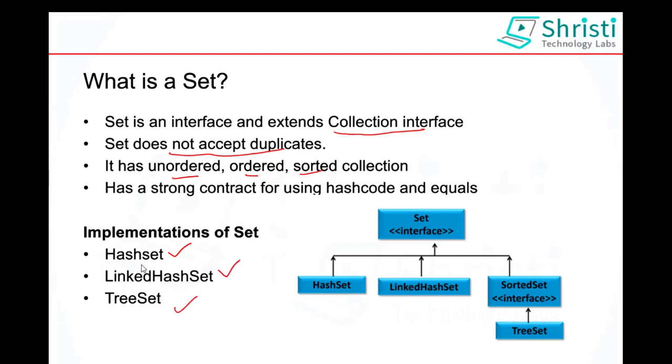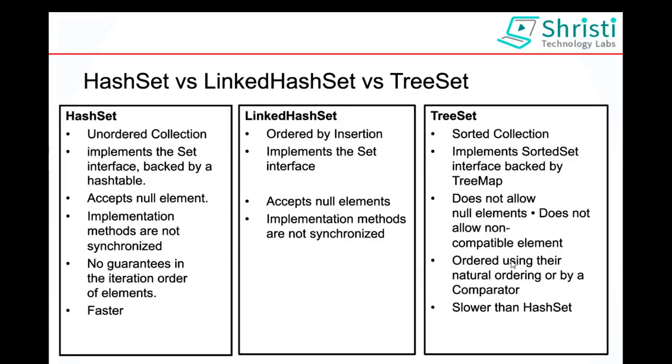In this case, hash set is an unordered collection. Linked hash set is ordered by insertion. The moment you see linked, you must understand that it is doubly linked to each other. Tree set is a sorted collection. Tree set is also implementing one other interface called a sorted set interface. Now let us see the difference between hash set, linked hash set and tree set.